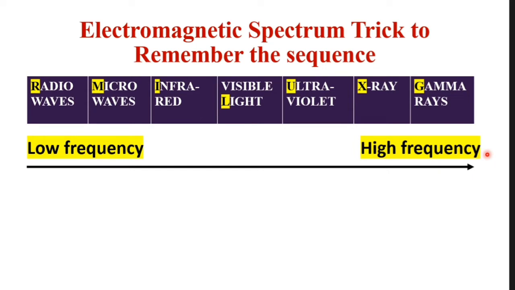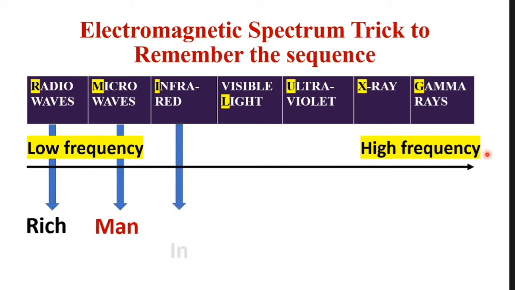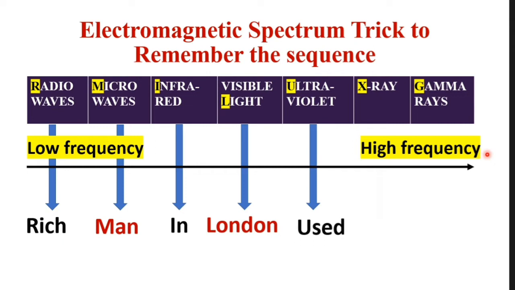So let's take the first letter from each wave and form an acronym. I will take R of radio wave, M of microwave, I of infrared, L of visible light, U of ultraviolet, X of X-ray, G of gamma ray. So I have formed this acronym: Rich man in London use Xerox gun.